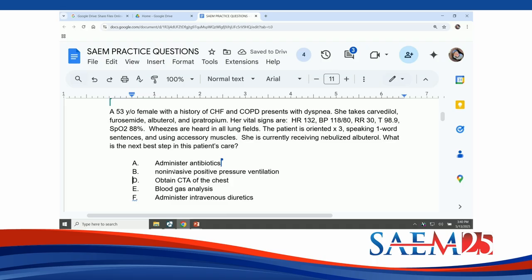You want to throw in a history of CHF and COPD coming in with cough, you're going to have to take an antibiotic. Something there that gives you the moment. I kind of agree.